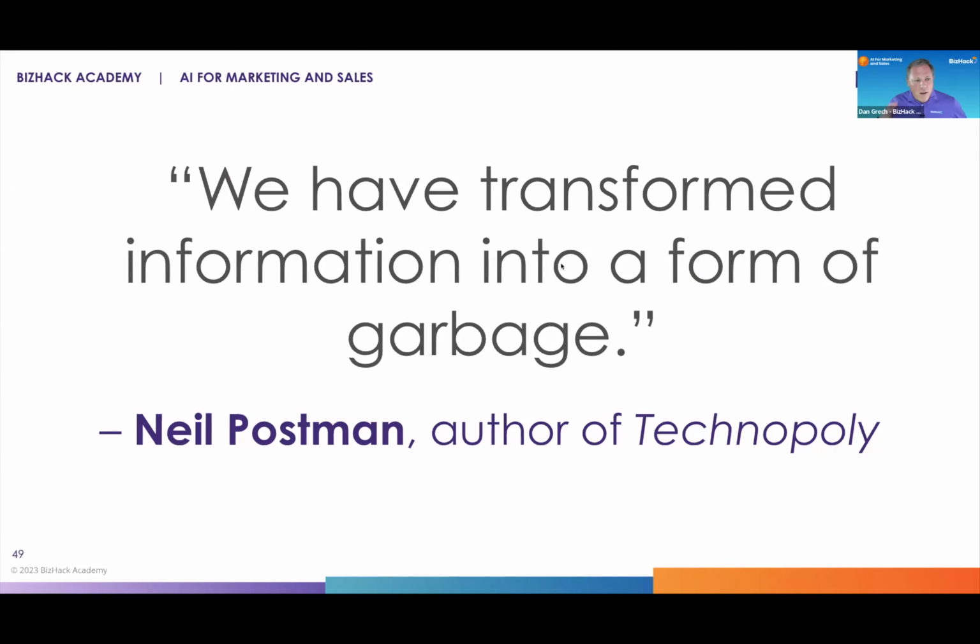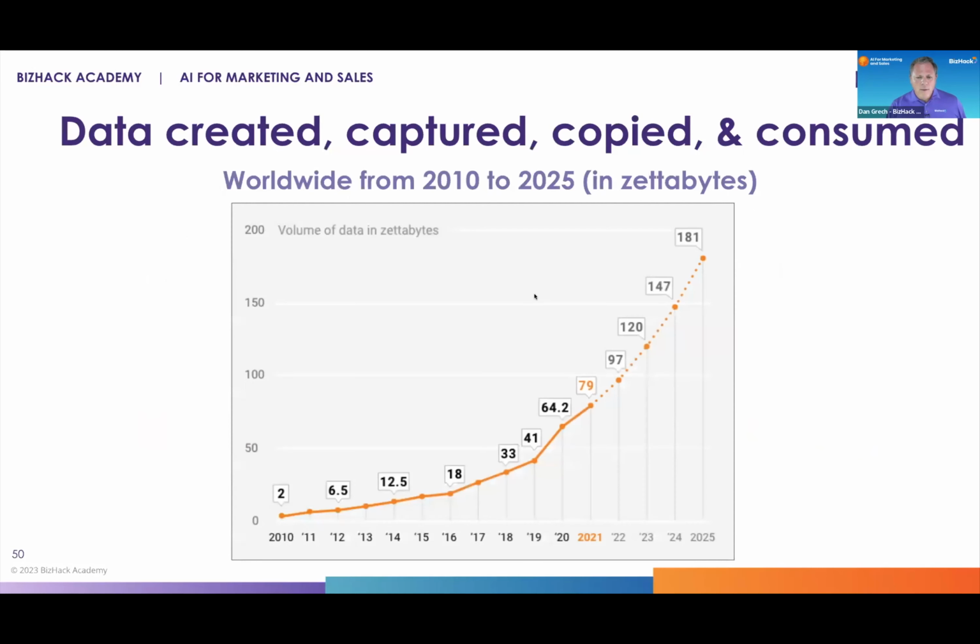So Neil Postman, one of the great theorists of information, the author of Technopoly, said, "We have transformed information into a form of garbage." And one of the ways to map the detritus of the information age is this statistic here. Worldwide, from 2010 to 2025, we went from 2 zettabytes of data to, by 2025, 181 zettabytes of data. This is the amount of data created, captured, copied, and consumed.